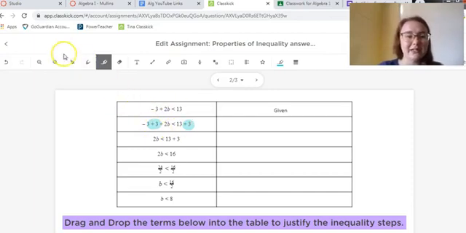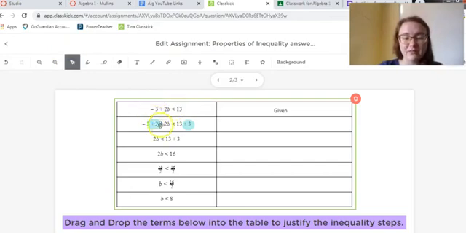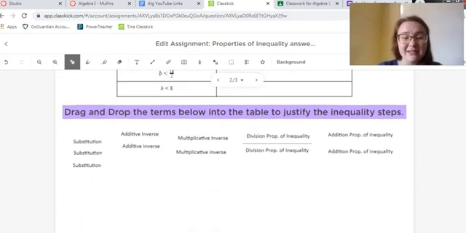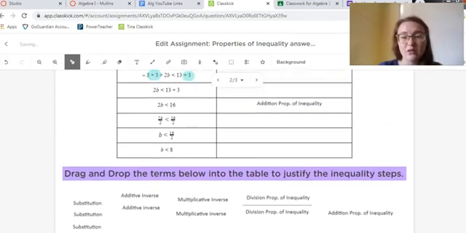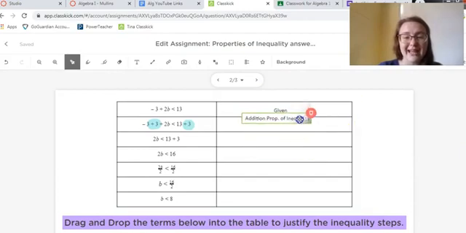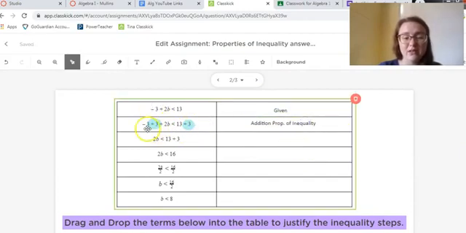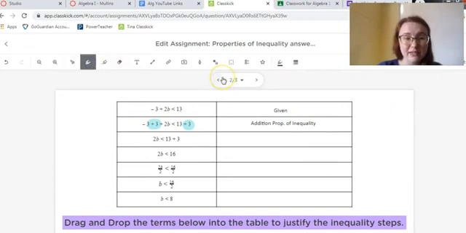What I noticed here is that what made my second step different from my first is that this plus 3 kind of just appeared. Since I'm adding on both sides, that's the addition property of inequality, okay? Because I added on both sides. Now I want to see, all right, what's different from my second step to my third step? What makes my third step different?